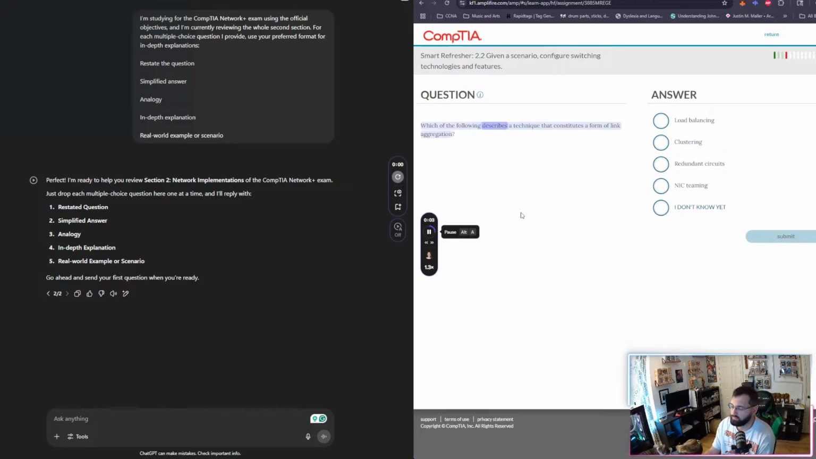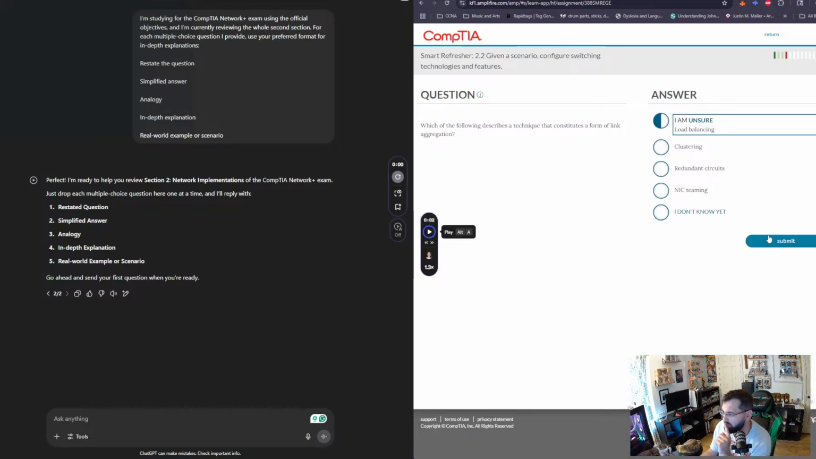Which of the following describes a technique that constitutes a form of link aggregation? Man, I remember these terms. NIC teaming means that you're using a whole bunch of NICs. Like, literally as it sounds, it's teaming up. Load balancing? No.